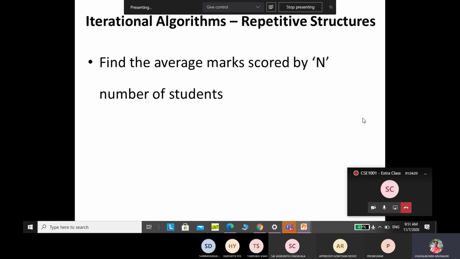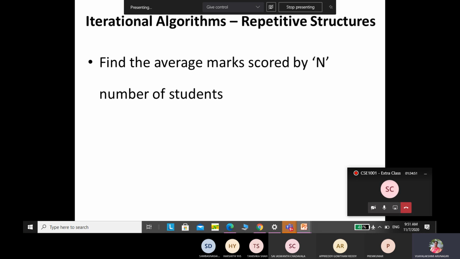So this is about the selection type of algorithm. Next one is iterative. Iterative means what? Certain steps, if I want to repeat, then I will call it a repetitive procedure. Say, for example, previously I was finding the average marks for 3 marks, and I'm taking the selection whether the student is pass or not.